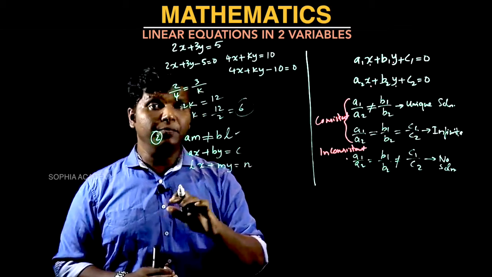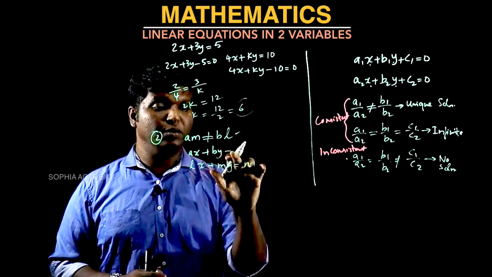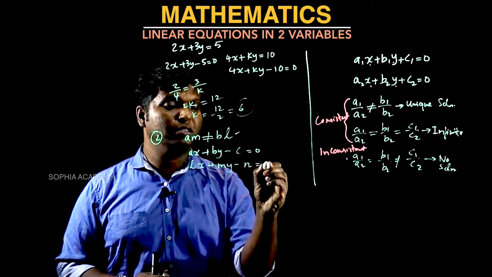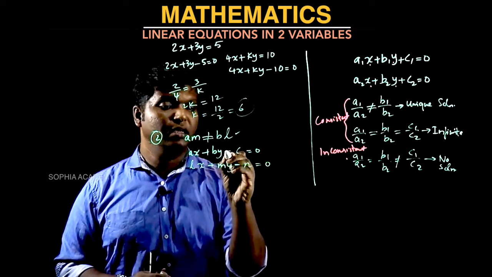Anyhow, when you are bringing this into the general form, this will be equal to 0. Here also you can wipe this off and put this equal to 0. That means this will become minus. Here also it will become minus.